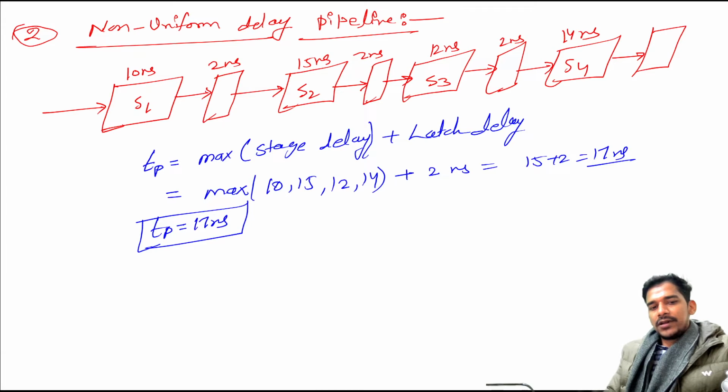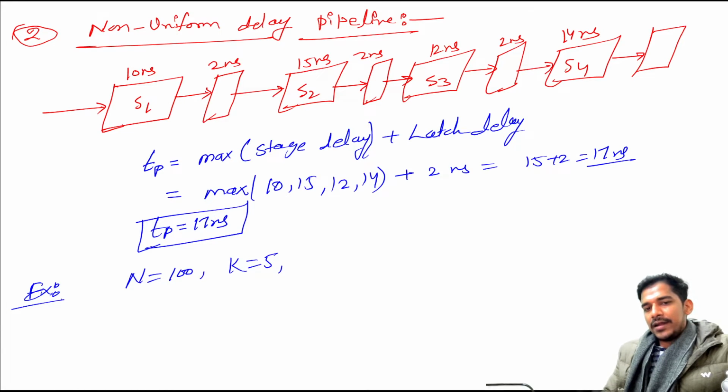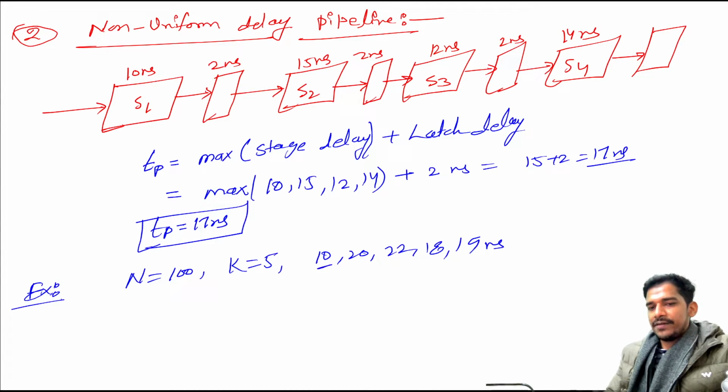Let us say you are given a question in which you have to execute 100 tasks, and there are 5 stages in the pipelining processor, and they take, let us say, 10, 20, 22, 18 and 19 nanoseconds respectively. Stage 1 takes 10 nanoseconds and stage 5 takes 19 nanoseconds, and let us say there is a buffer between the stages which takes 3 nanoseconds. How much time will it take to execute 100 tasks in case of pipelining processor?